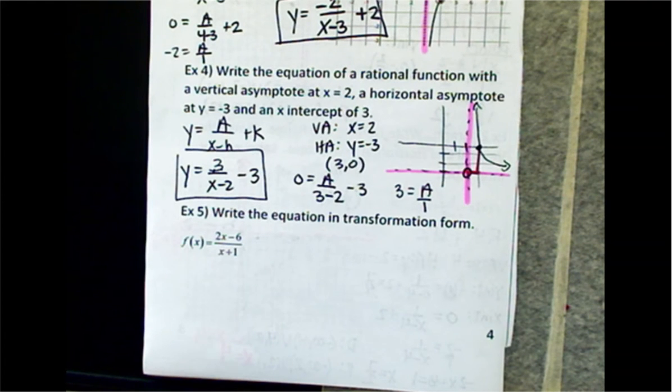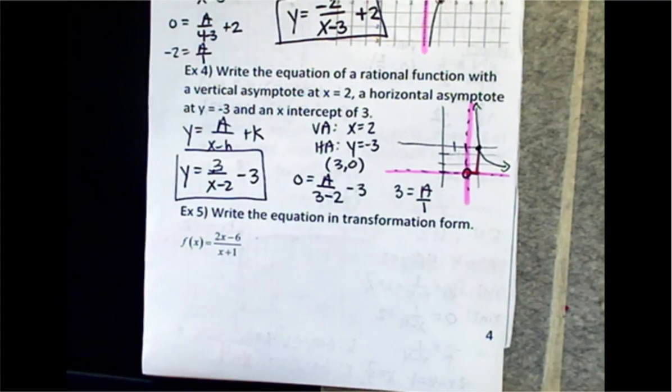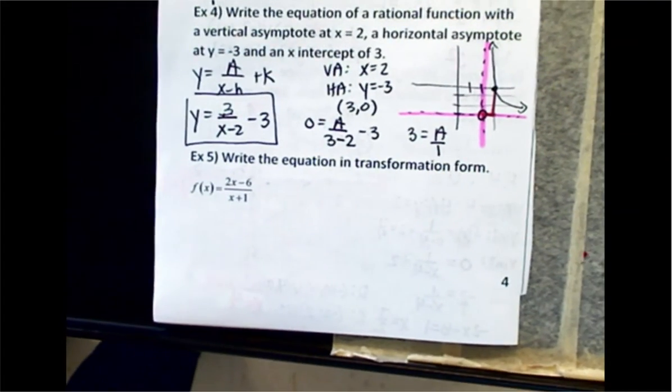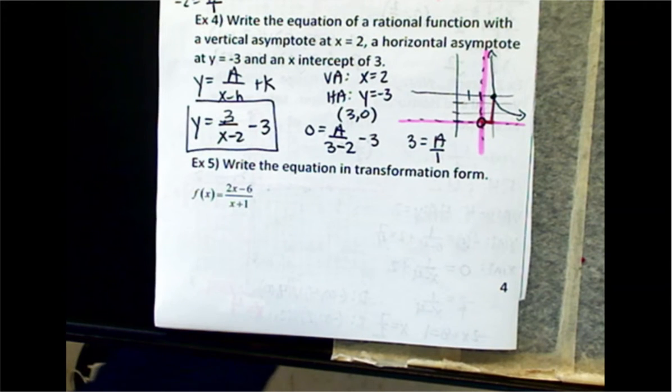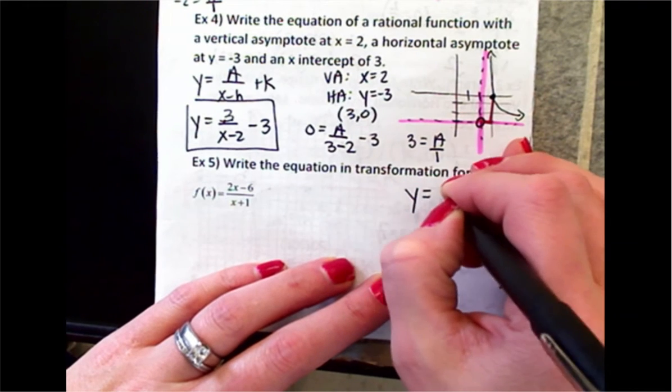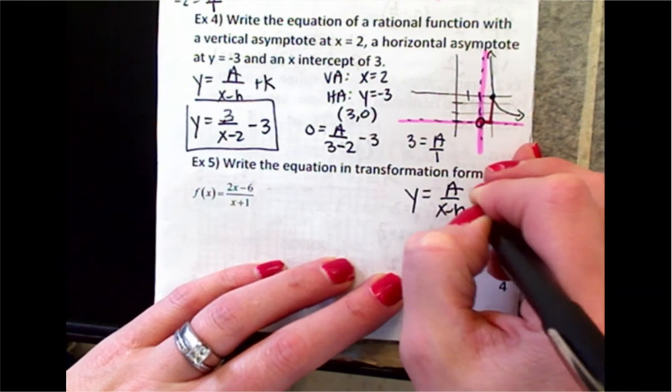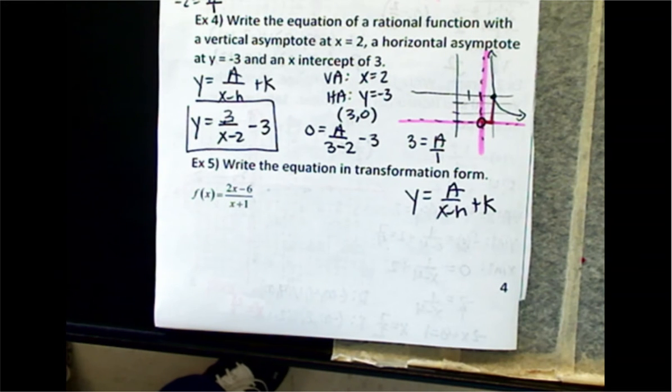This is the beginning of the coolest question today. Write the equation in transformation form. That's A, H, and K. I need to convert this. I need the vertical asymptote. I need the horizontal asymptote. I need the stretch. None of which, I might be able to pick out one thing.